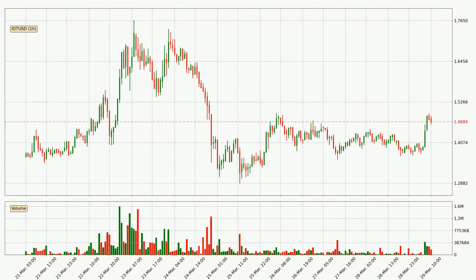Looking at the IOTA hourly time frame, the price went up by around 3.8% in the last 24 hours, with a current price of 1.47. But the volume wasn't very high, so the move wasn't very strong.